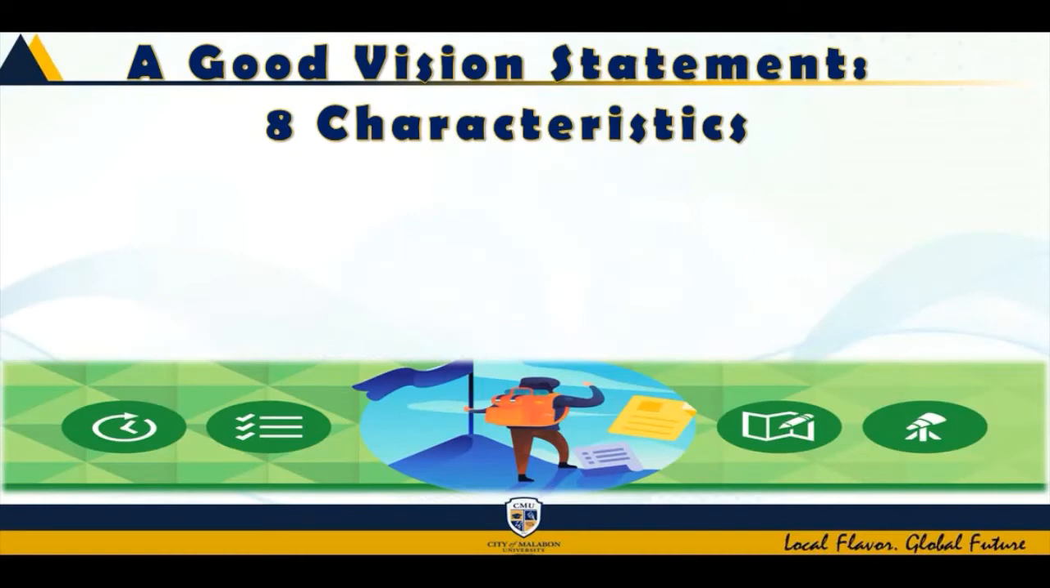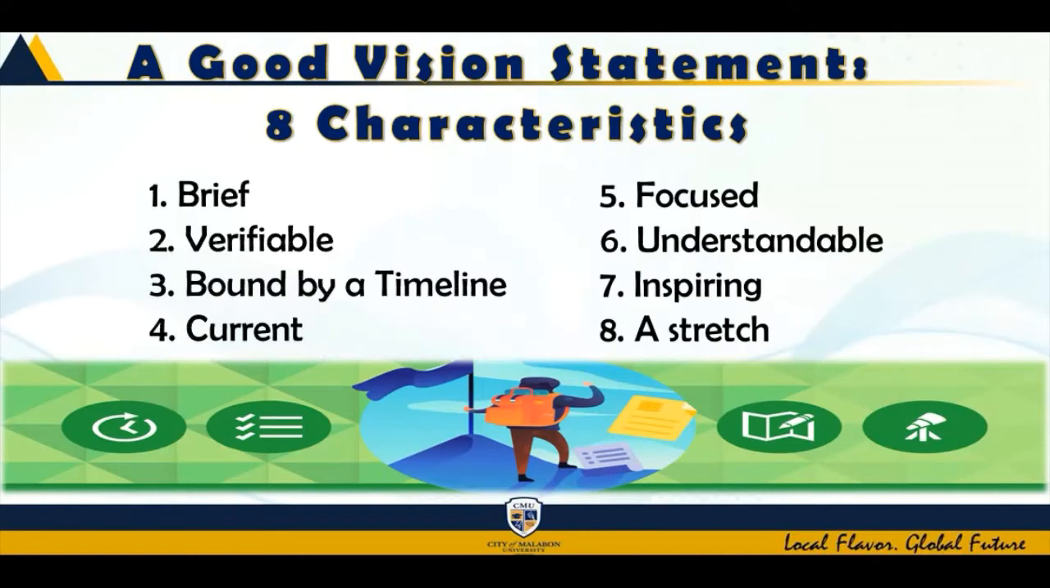Next, we have a good vision statement based on the 8 characteristics. First, a vision statement must be brief, so that employees can remember it from time to time. Second is verifiable. A good vision statement should be able to stand the reality test. Next is bound by a timeline. A good vision statement specifies a timeline for fulfilling various aspirations.